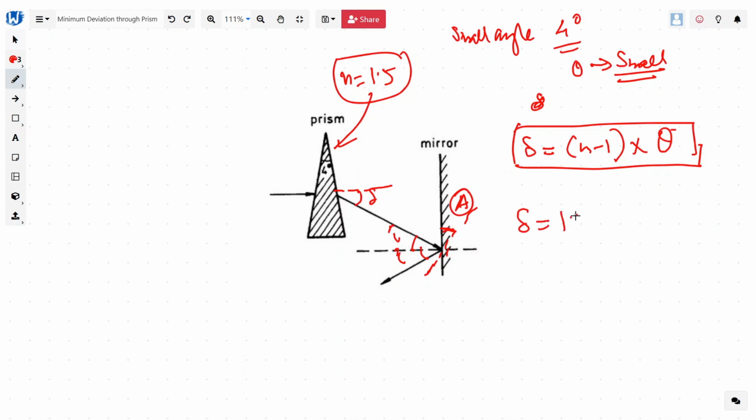Deviation is going to be 1.5 minus 1 into 4 degrees. This is going to be equal to 0.5 into 4 degrees, 2 degrees. So deviation is 2 degrees.